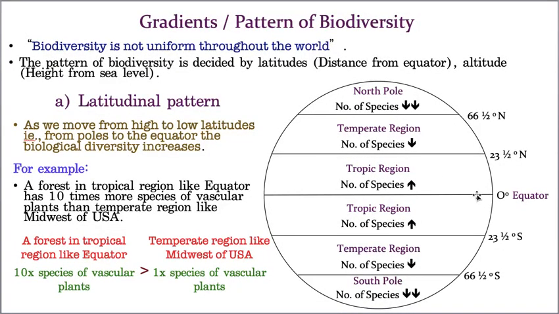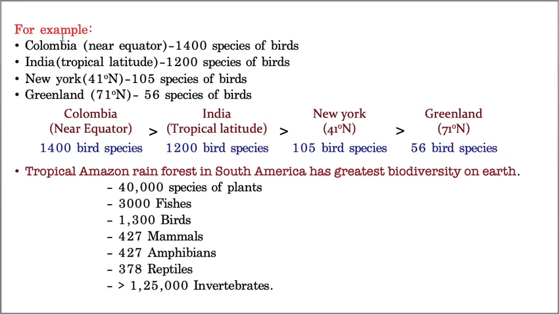Now what it is telling us: the equator means a good amount of sunlight and temperature. That's why 1400 species of birds. Whereas a little further up, the tropic region, India has 1200 species of birds. See, because it is a little up. Now if you go to the temperate region, New York has only 105 species of birds. Whereas if you go a little more up, Greenland, you can see only 56 species of birds. Did you notice it or not? From the equator, the number of species starts decreasing, decreasing, decreasing.